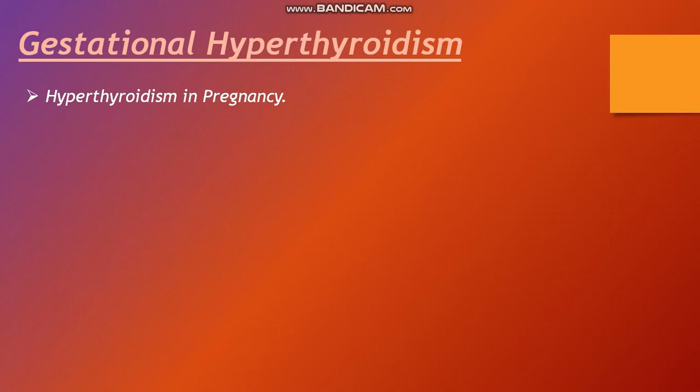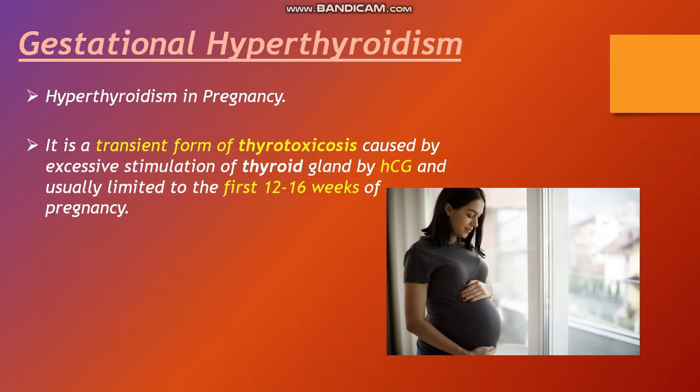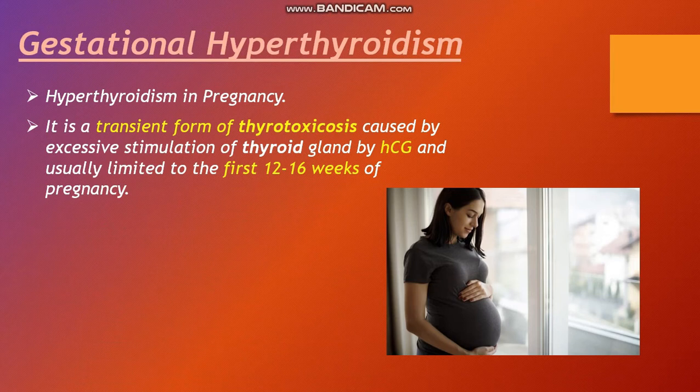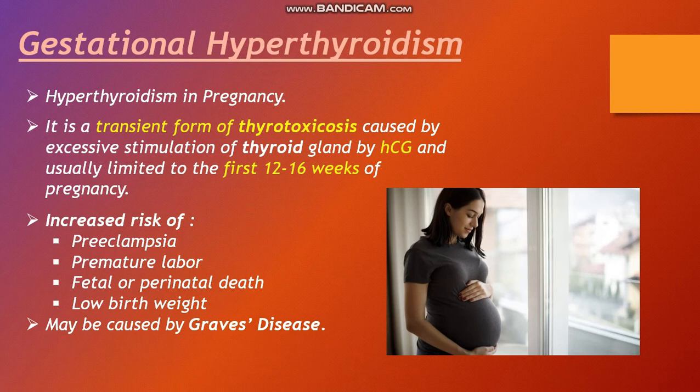Gestational hyperthyroidism happens during pregnancy. Hyperthyroidism in pregnancy is a transient form of thyrotoxicosis caused by excessive stimulation of the thyroid gland by HCG. HCG mimics the effect of TSH and is usually limited to the first 12 to 16 weeks of pregnancy. Increased risk of preeclampsia.